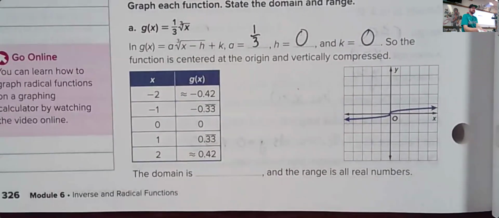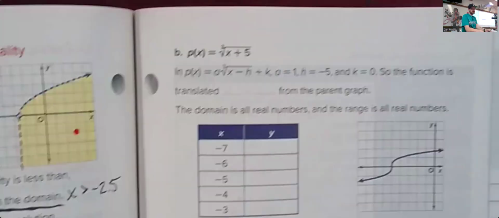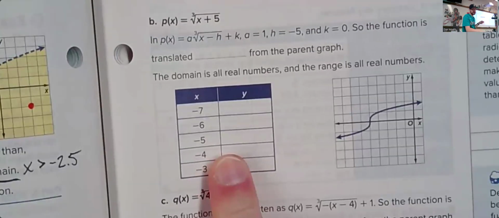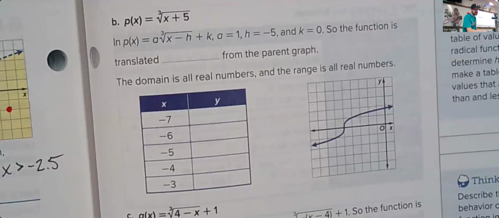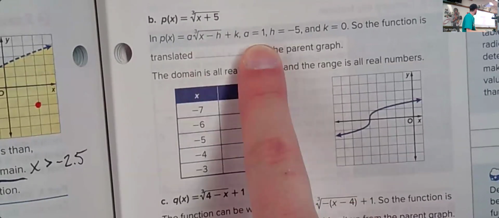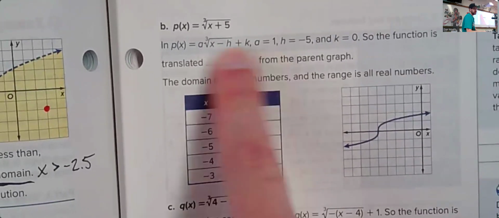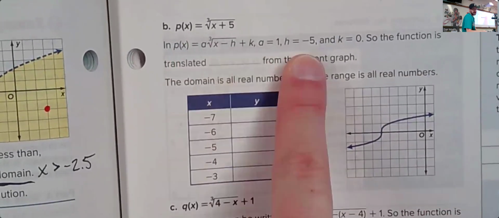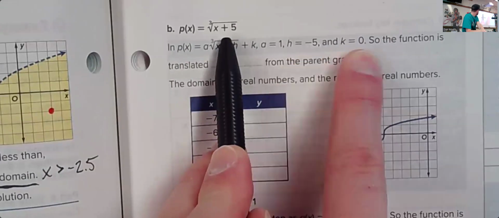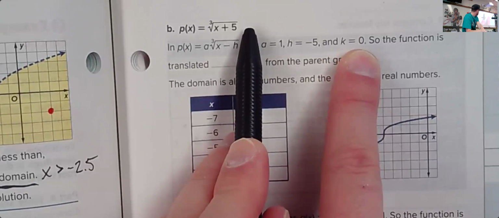Let's keep going. This one, we don't have to graph it, but we do have to come up with these values here. So we're going to go back to our graphing calculators in just a moment. In this particular problem, we've got the cube root of x plus 5, which means that a is equal to 1 because there is no number to the left of the radical. H is equal to -5 because we have a plus 5 underneath the radical. And k is 0 because there's nothing added or subtracted afterwards.